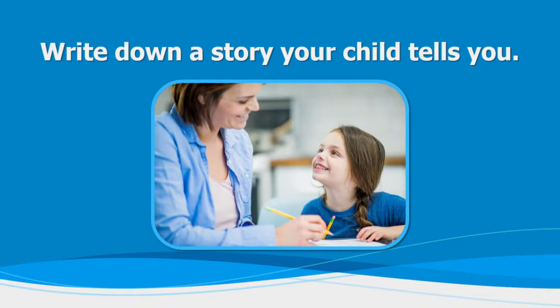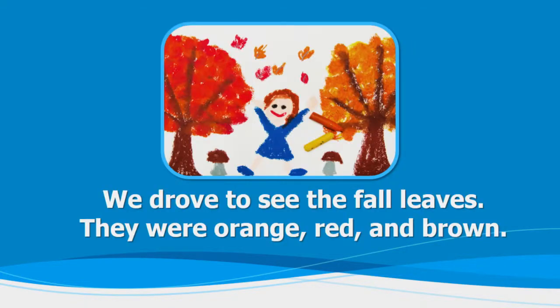So write down a story your child tells you. For example, "We drove to see the fall leaves. They were orange, red, and brown" is a simple story or beginning of a story. Have your child draw a picture to illustrate his story. Working with your child as he explains or tells his story to you as you write it down for him is an early step in encouraging him to write.